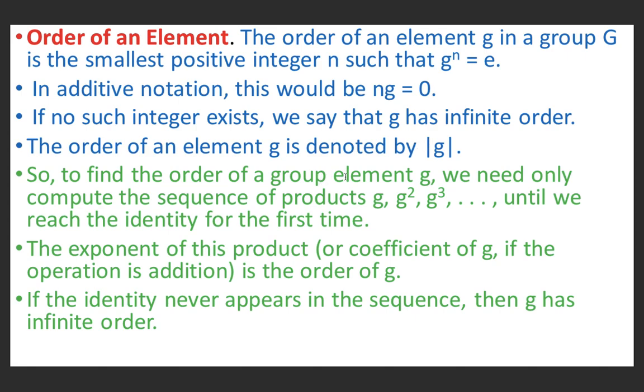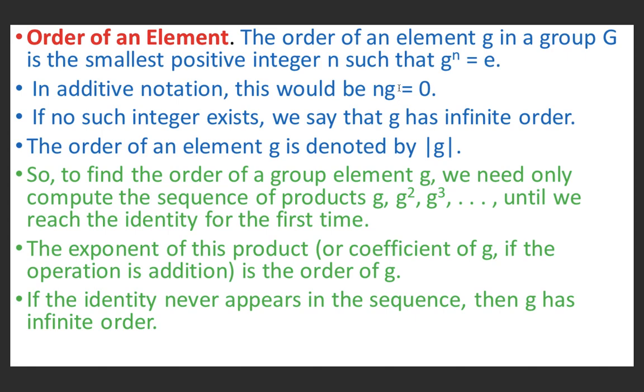So to find the order of an element g, we need to compute the sequence of products g, g square, g cube and so on until we reach the identity element for the first time. And if the operation is that of addition, we will compute g, 2g, 3g and so on until we reach the identity element for the first time. The exponent of this product is the order of g. If the operation is addition, then the coefficient of g is the order of g.